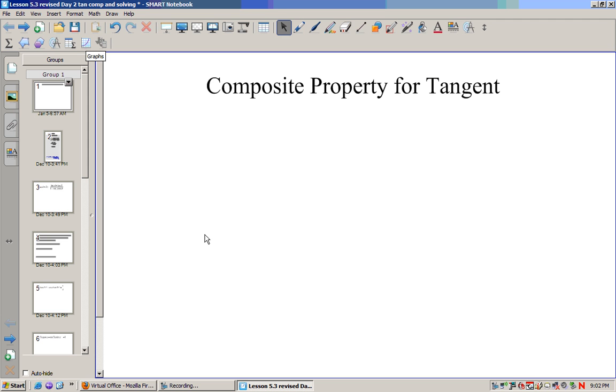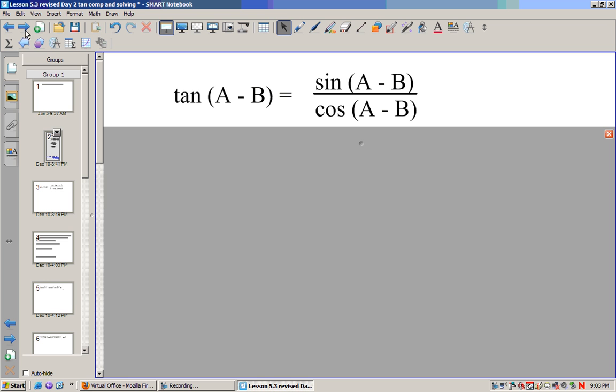The 5.3 day 2. Today we're going to learn about the composite property for tangent. That's going to be pretty quick, and then after that we just do a bunch of problems dealing with our properties. So the first thing we're going to deal with is the tangent of a minus b. We want to see what this is going to reduce to.